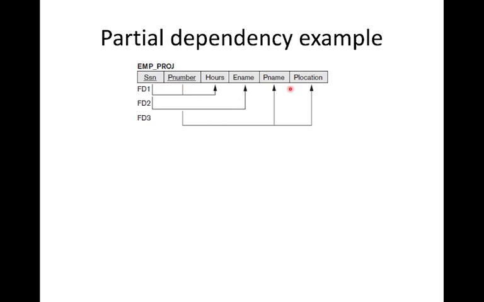Similarly, P name and P location are partially dependent on P number, because P name and P location do not depend on SSN. They are fully functionally dependent on P number alone. So they are partially dependent on the key of this relation, and E name is partially dependent on the key of this relation. Okay, so hours is fully functionally dependent on SSN comma P number.